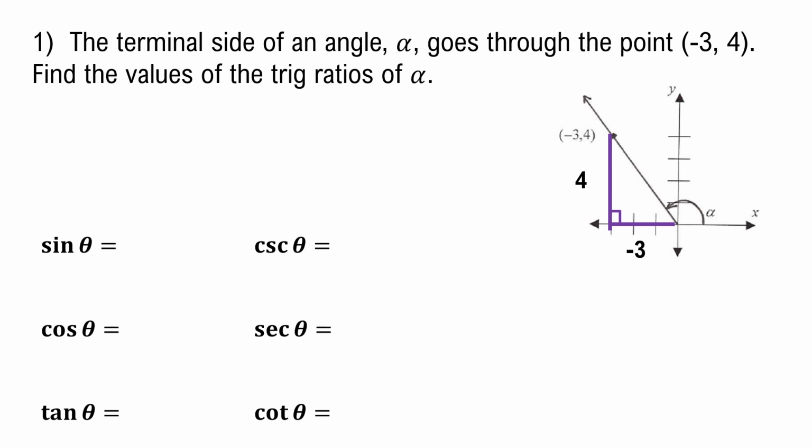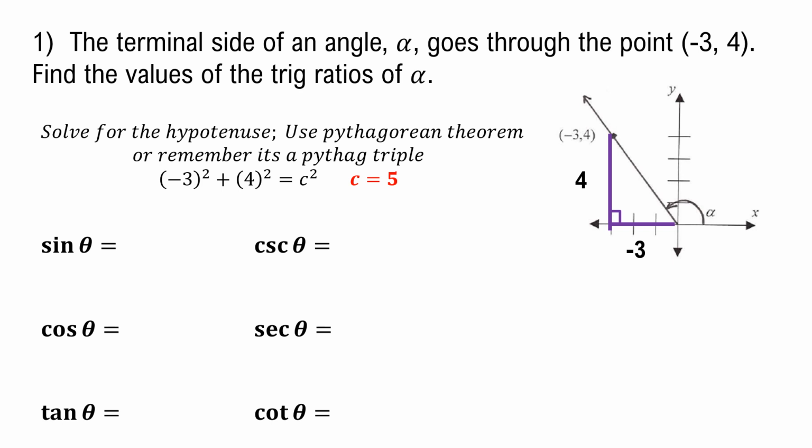Now, in order to get the length of the hypotenuse, we are either going to use the Pythagorean theorem, as shown below, or if you remember, that is a 3, 4, 5 triangle. That's one of those Pythagorean triples. So now to get sine of alpha, we want the opposite side over hypotenuse, so that would be 4 over 5. Its reciprocal, cosecant, hypotenuse over opposite, is 5 over 4.